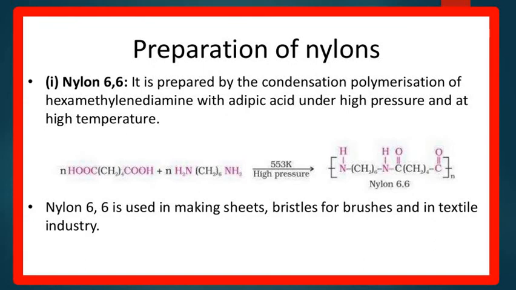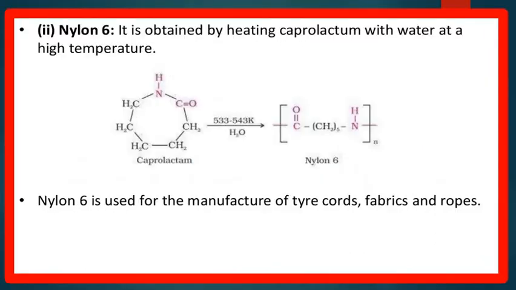Another polymer is nylon 6. Nylon 6 is obtained from epsilon caprolactam, and when it is heated with water at high temperature, it undergoes ring opening polymerization to give you the polyamide polymer called nylon 6.